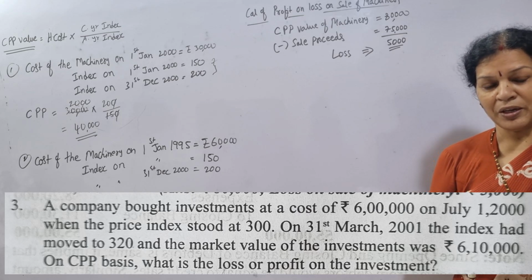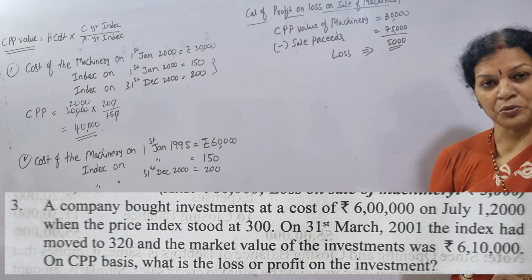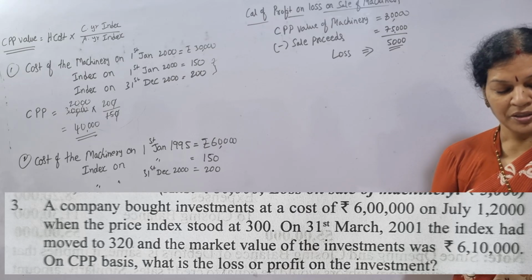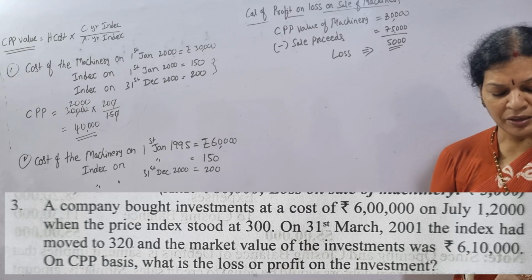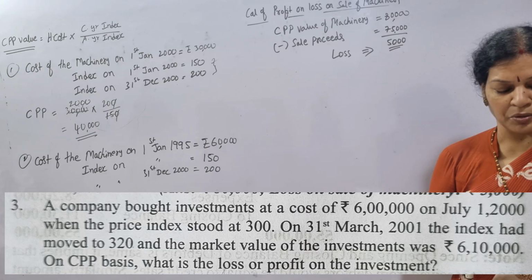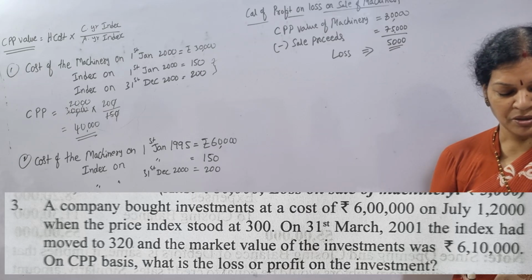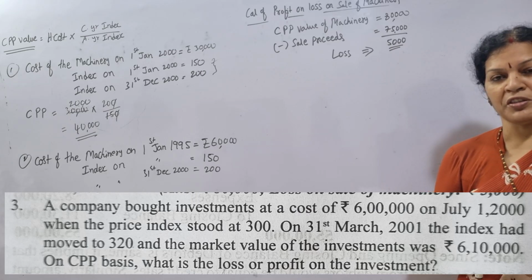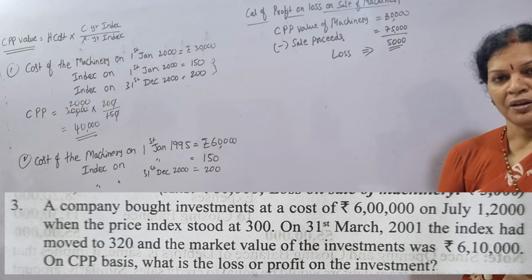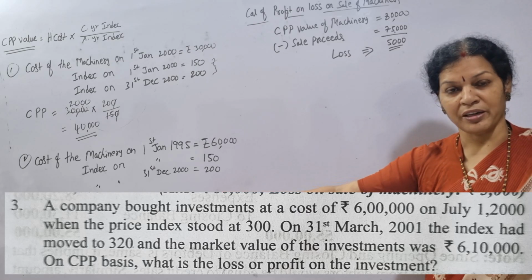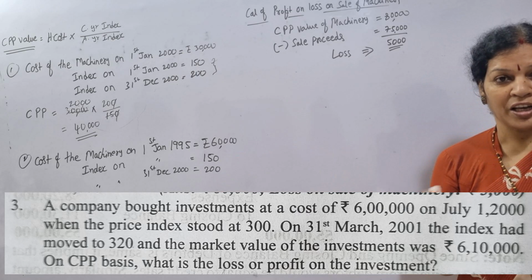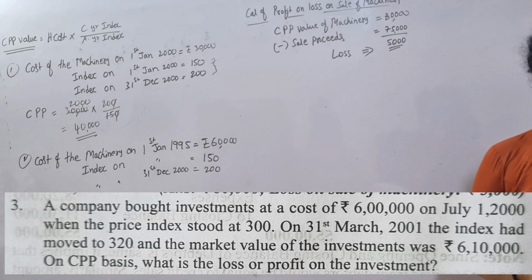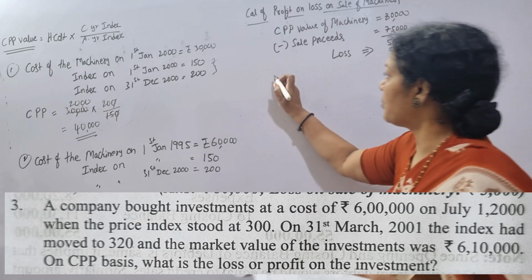We purchased on 1st July 2000. On 31st March 2001, the next year, the index moved from 300 to 320. And the market value of the investment was 6,10,000. On a CPP basis, what is the loss or profit on the investment? First of all, as before, we have to calculate the CPP value. Then we'll come to know whether it's a profit or loss as per the market value. Okay, so this is the third problem.